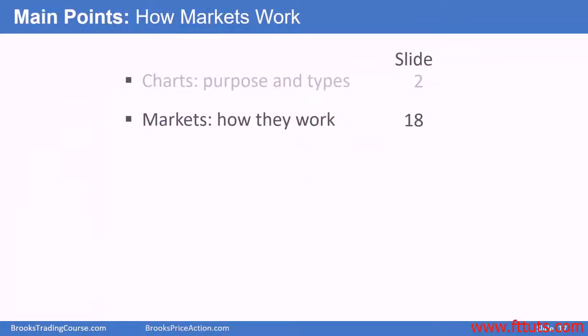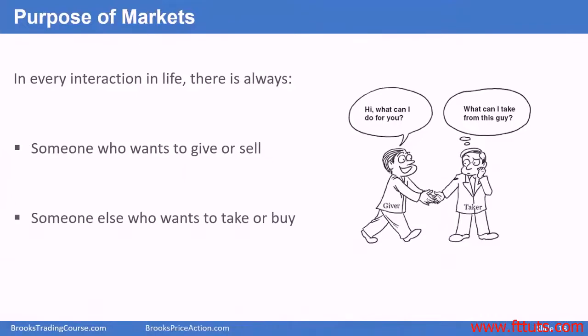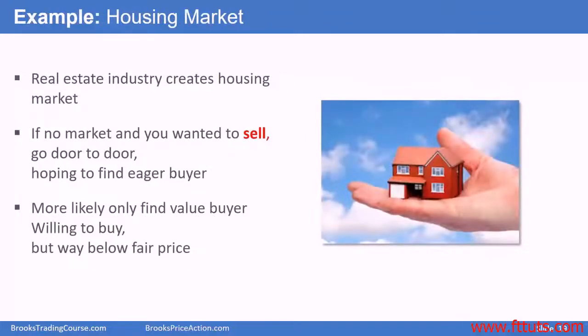You'll often hear people talk about the market, or the stock market, or the futures market, or the forex market. There are many types of markets. In every interaction in life, there's always somebody who wants to give or sell something, and there's always somebody else who wants to buy something, and they trade between one another. For example, the real estate industry creates the housing market. It's a way to buy and sell houses.